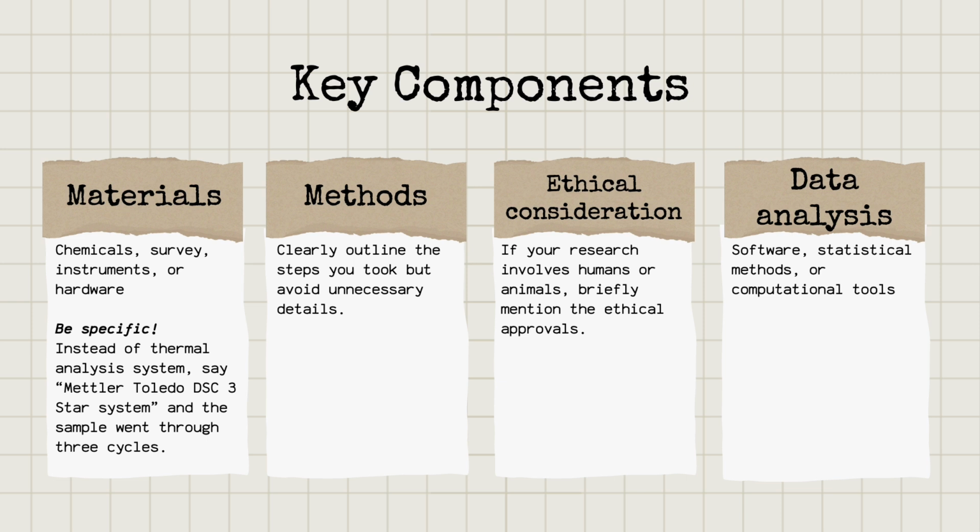Methods. What did you do? Clearly outline the steps you took while avoiding unnecessary details. Ethical considerations. If your research involves humans or animals, briefly mention ethical approvals. Data analysis. How did you analyze your results? Mention software, statistical methods, or computational tools.